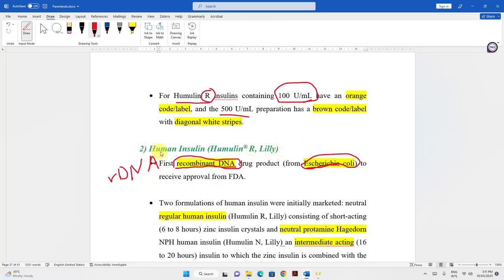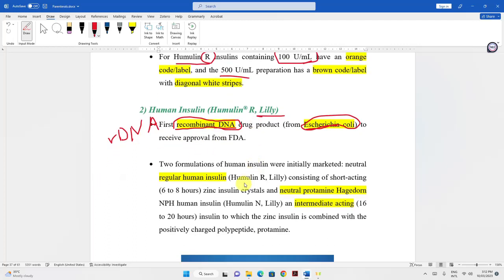Now, this Humulin, of course, Humulin is the product which is produced by Lilly. Lilly produced another product called Humulin N. Okay, so we have Humulin R, which is regular insulin and is considered a short-acting insulin that has a duration of action from 6 to 8 hours and consists of zinc insulin crystals.